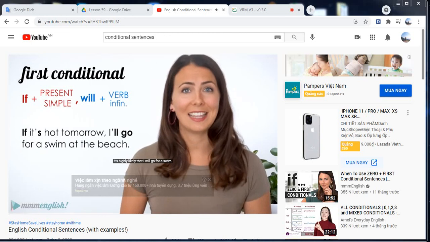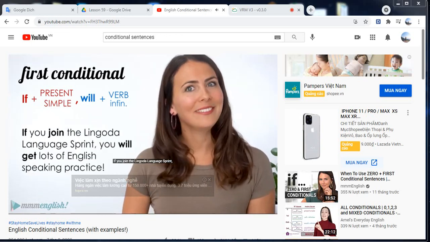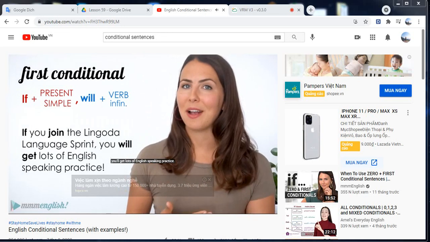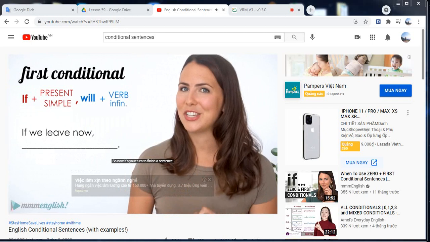It's highly likely that I will go for a swim. If you join the Lingoda language sprint, you'll get lots of English speaking practice. So now it's your turn to finish a sentence.